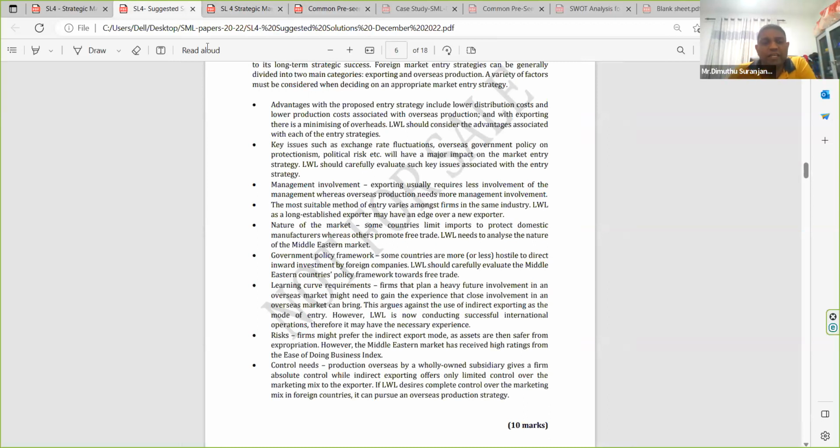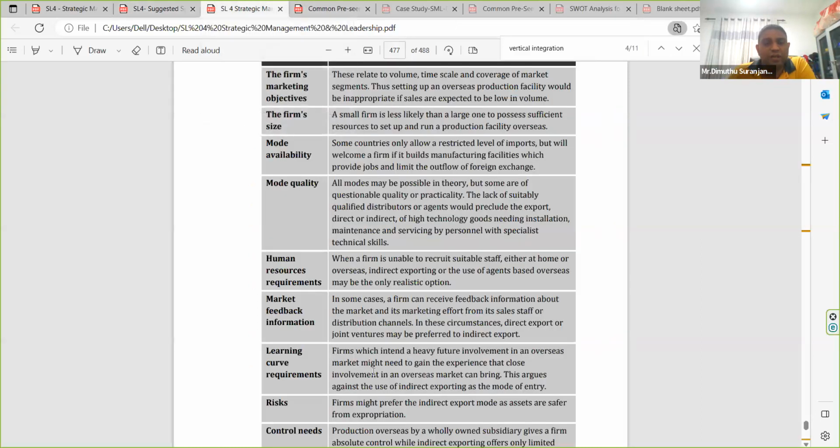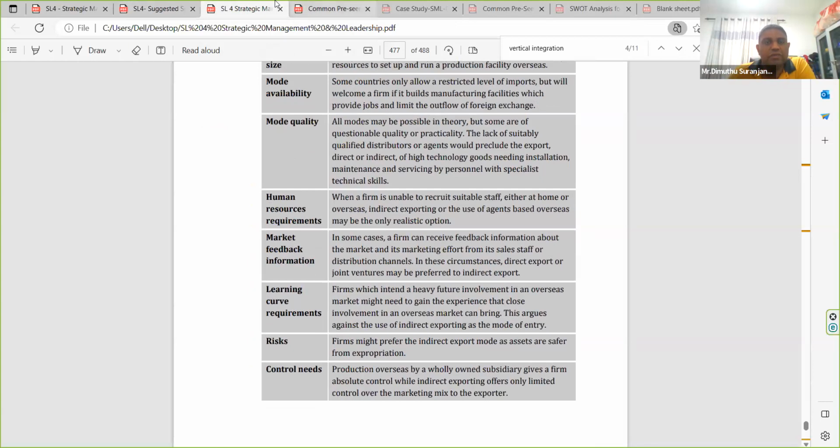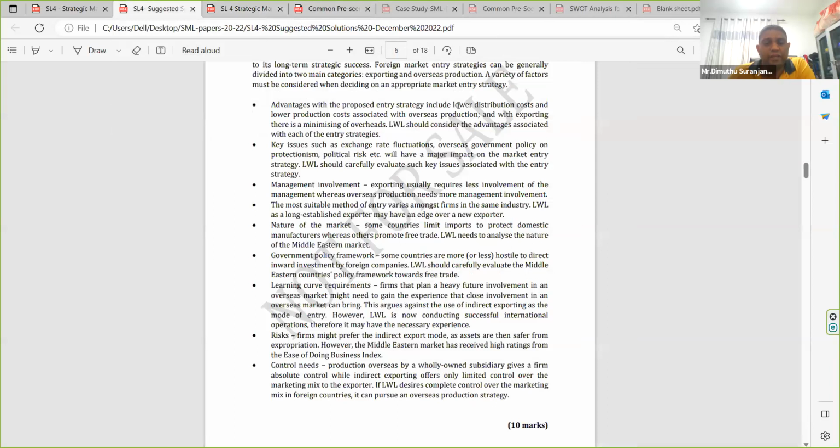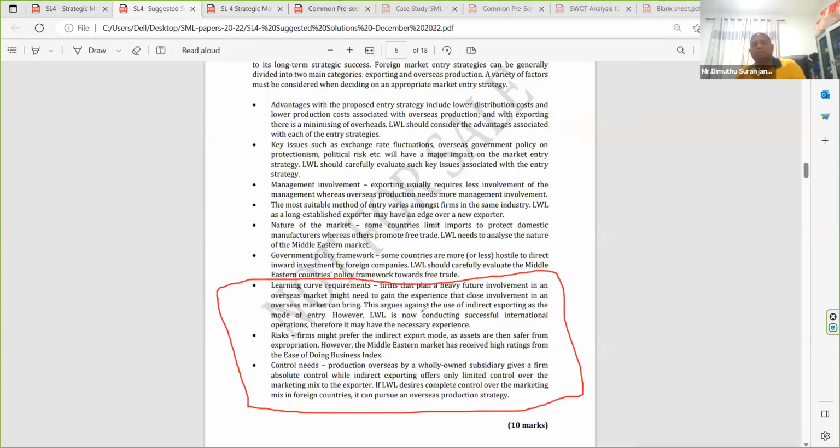Then last he has taken from this also, learning curve requirements, risk control needs. Last three factors. Other things are common things he has taken. These three have been taken from the theory part.